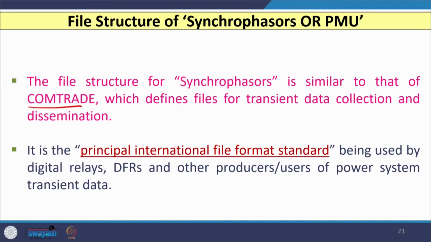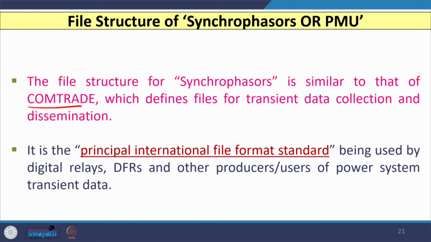Now, after this, let us see what is the file structure of synchrophasors or PMUs. When we consider the file structure for synchrophasors, that is similar to that of the COMTRADE file, which defines the files for transient data collection and dissemination. So, a COMTRADE file is meant for transient data collection and dissemination. These COMTRADE files are used by most of the digital fault recorders and digital relays. The same concept is also used by synchrophasors or PMUs.